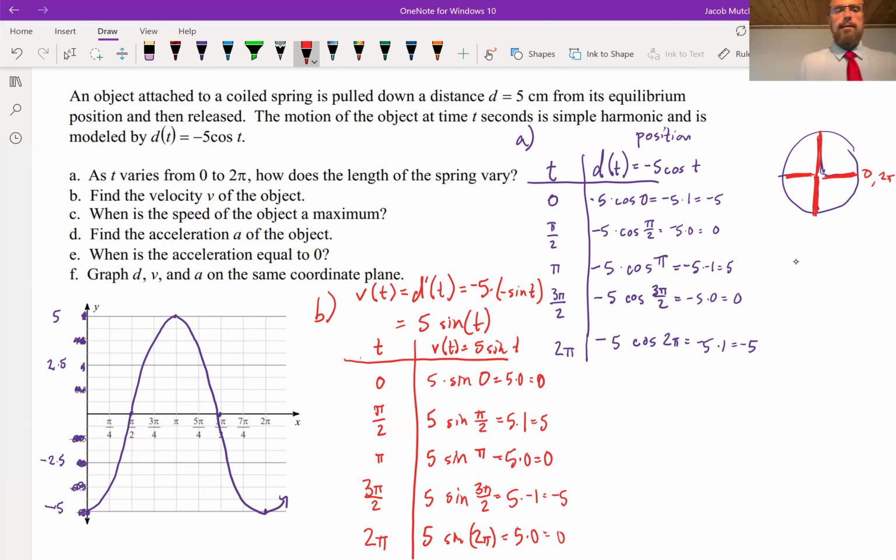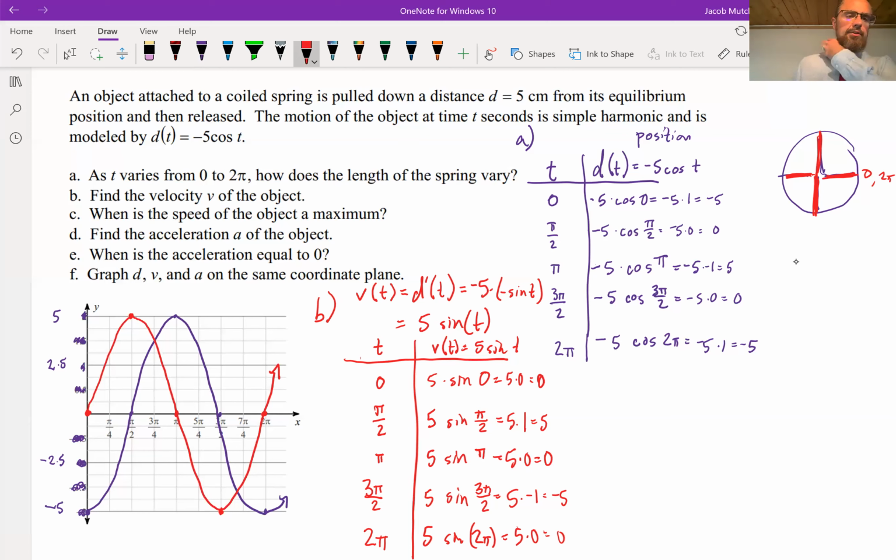Let's go ahead and graph that one since we need to do so for part F anyhow. It starts at 0, 0. This is a sine curve. At pi over 2, it's at 5. At pi, it's back to 0. At 3 pi over 2, it's at negative 5. And then at 2 pi, it's back to 0. So here's our velocity function. And just like our other one, it continues forever.